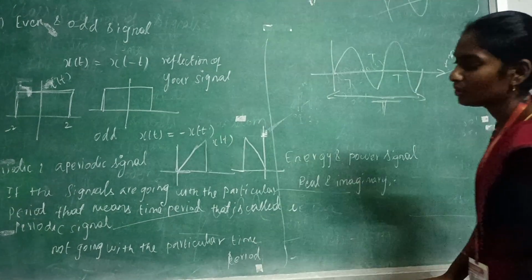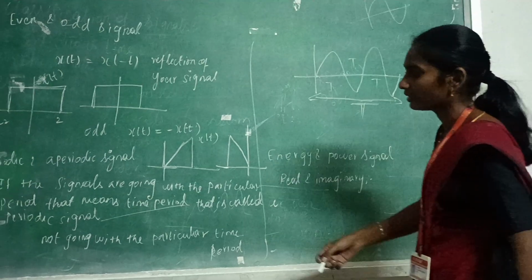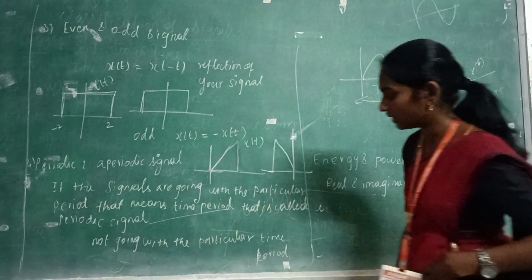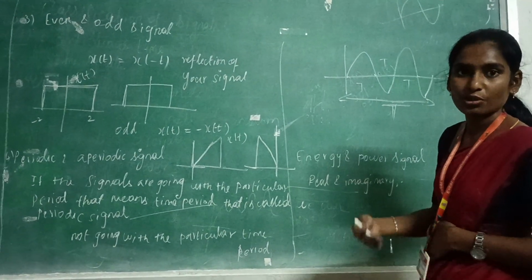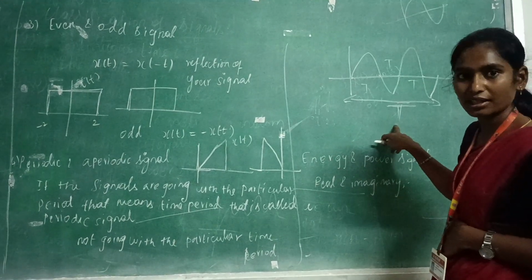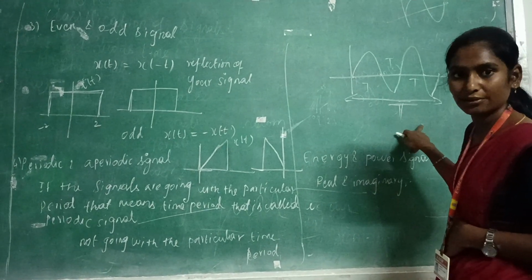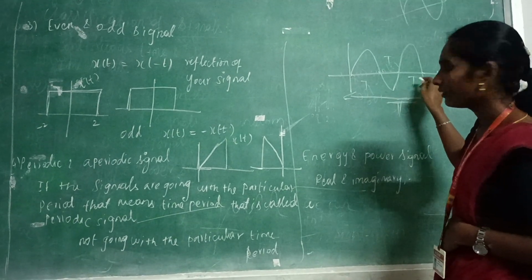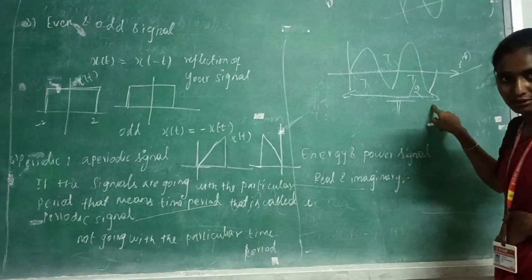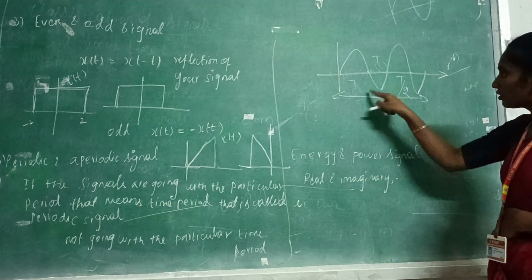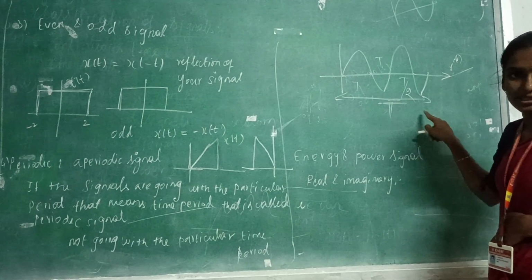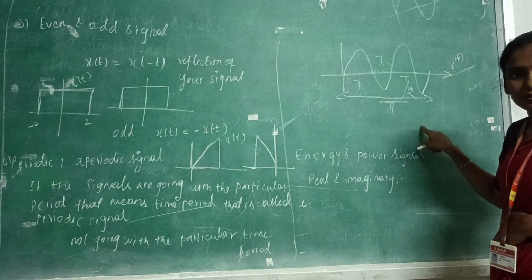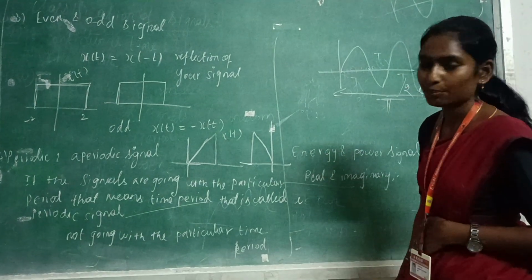So that is called the periodic signal. Understand? So what is an aperiodic signal? An aperiodic signal is one that does not go with a particular time period. What does this mean? It is not going with the same time period; we have different time periods. Here it has a time period of T, and here we have a time period of T by 2. So it has different time periods, and that is called an aperiodic signal.